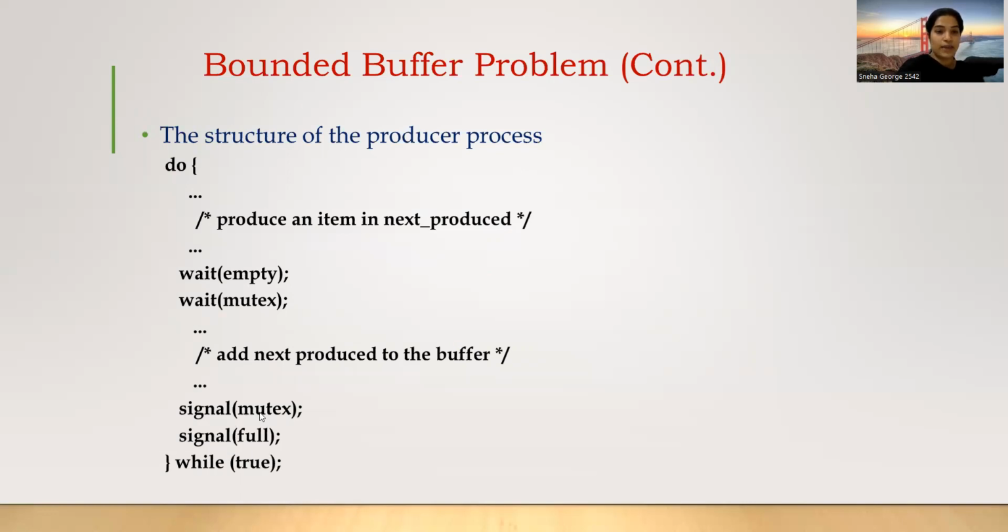So once the producer started producing, it becomes signal of mutex and signal of full. So the mutex value is 1 and the full value is 0. Mutex is 0, the full is 1. Okay, so this happens with the producer process.